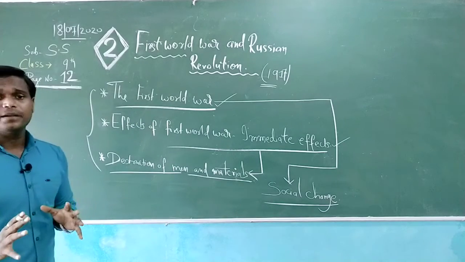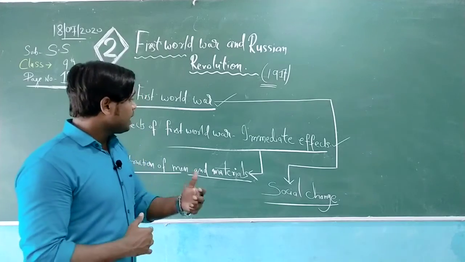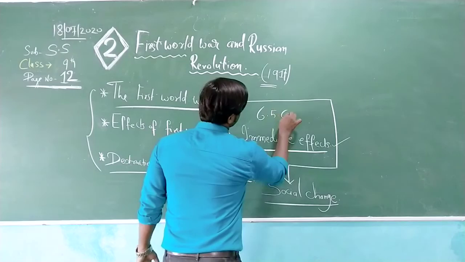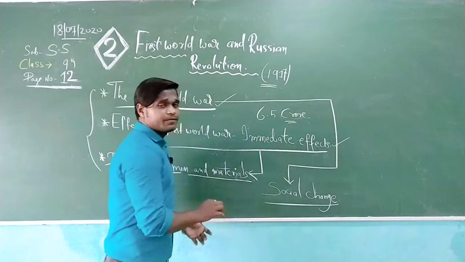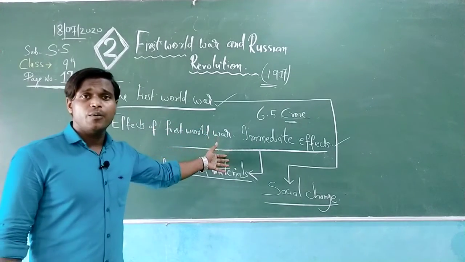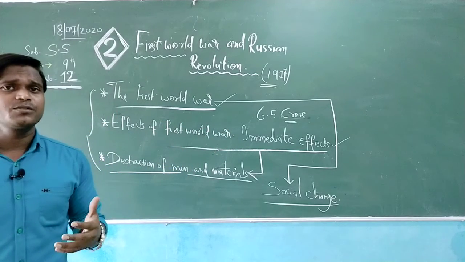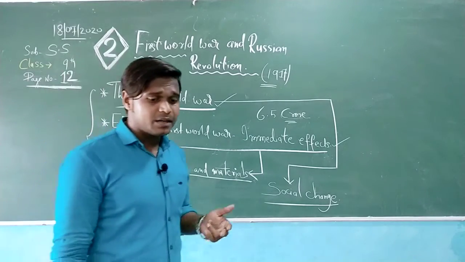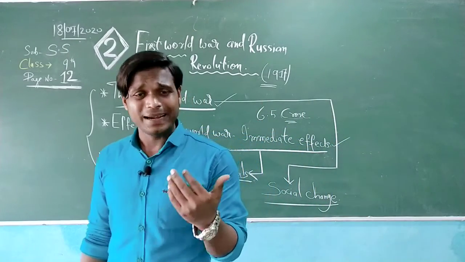6.5 crore people took part in this war. And what happened, my dear? If I talk about the 6.5 crore people that took part in the war, most of them became dead. If you talk about the numerical calculation, about 2 crore people were injured. And more than another 2 crore people were handicapped.